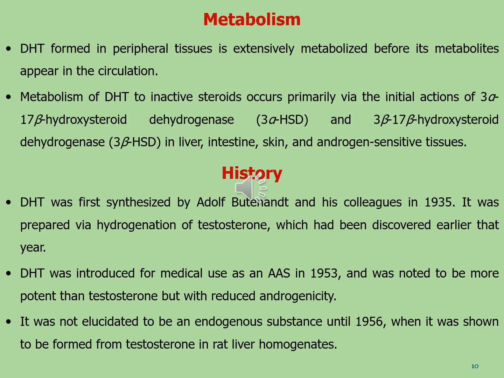Dihydrotestosterone was introduced for medical use as an AS in 1953 and was noted to be more potent than testosterone but with reduced androgenicity. It was not elucidated to be an endogenous substance until 1956, when it was shown to be formed from testosterone in rat liver homogenates.